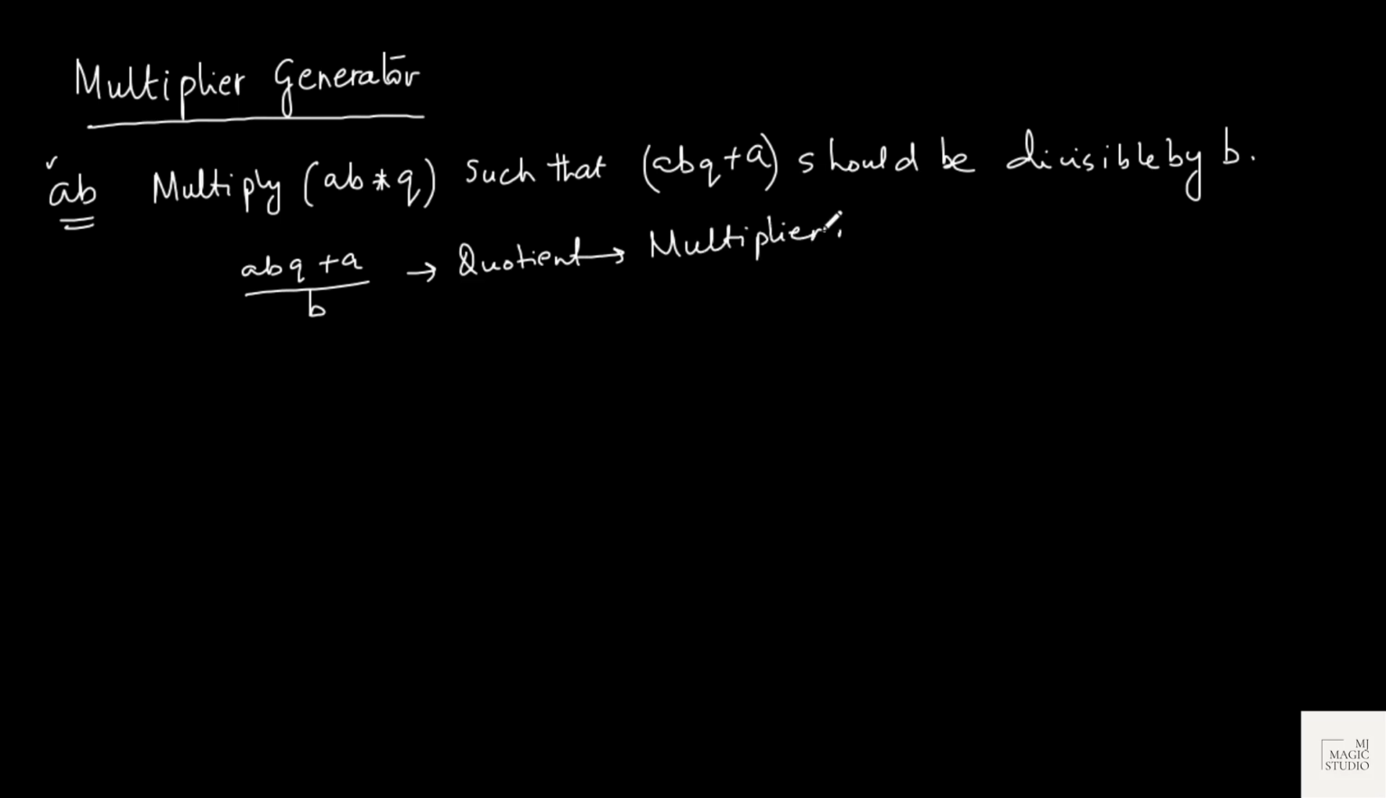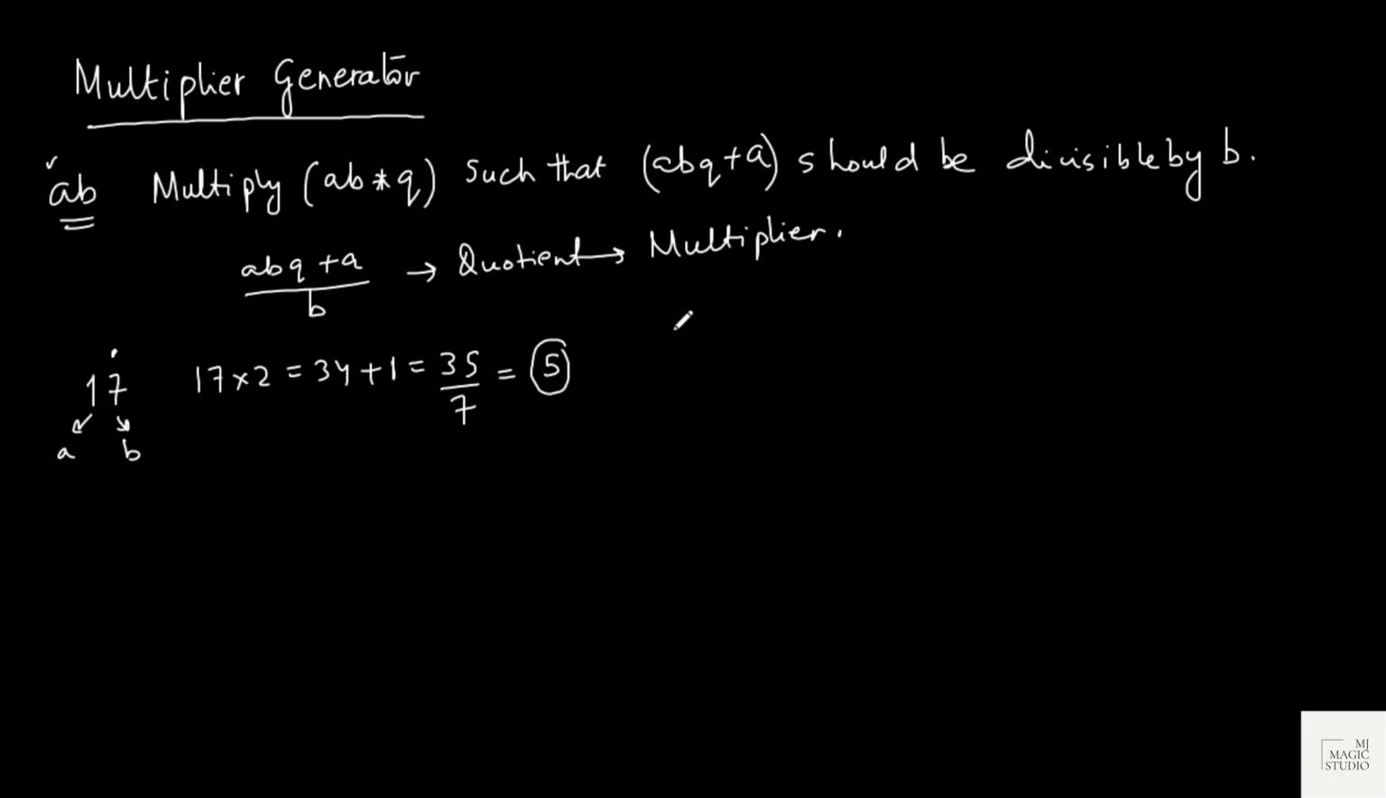Let's take an example. Suppose we are looking for the multiplier of 17. So multiply 17 by such a number that plus 1 is actually divisible by 7. This is A and this is B. So now 17 into 2 will be 34, and 34 plus 1 is 35, which is actually divisible by 7. Now 35 by 7 will give 5 as the quotient. The multiplier for 17 is 5.